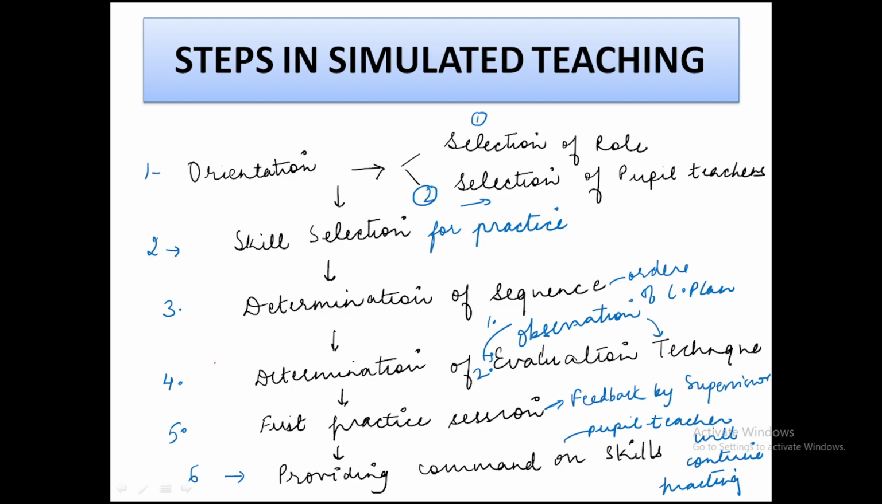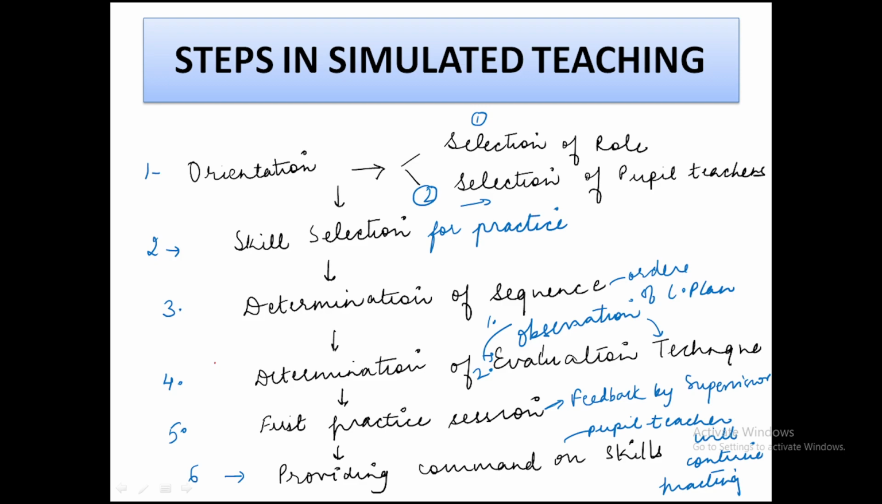So I hope these are the six main steps of simulated teaching. At first, there is an orientation program, where theoretical knowledge about simulated teaching is given, and then role play selection is there. Then there will be a skill selection for practice, that it is determined what teaching skills will be the objective of the training session. In the third step, there will be sequence determination in order to make a lesson plan.